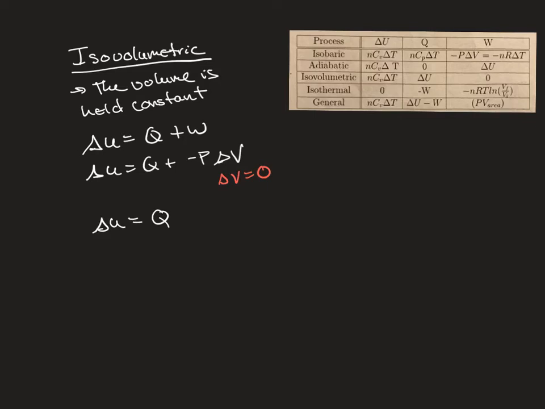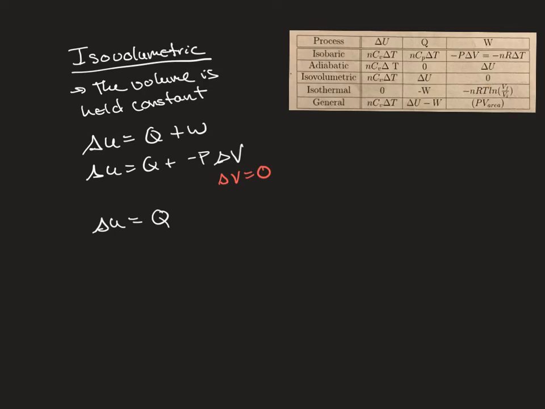That means that if we look up here at our table for isovolumetric, the first column is how you calculate the change in internal energy. That's the same formula we've always used. And to calculate the heat, we're using our first law of thermodynamics. And then, as we said before, work is going to be 0.